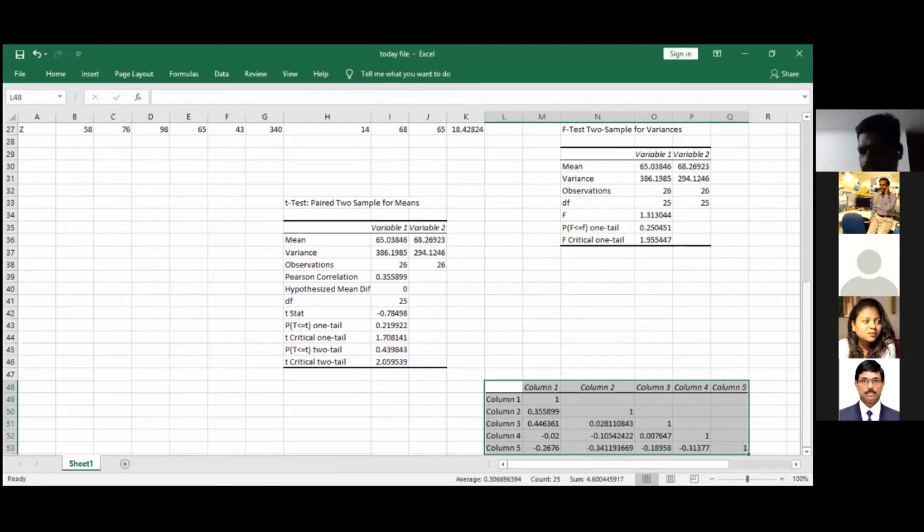Correlation analysis results. The first column is science, the second column is social science, the third column Tamil, the fourth column English, and the fifth column Maths. Comparing science and social science, there is a positive correlation of 0.35. It means 35% is correlated, a positive correlation.